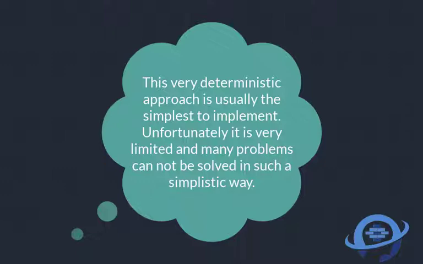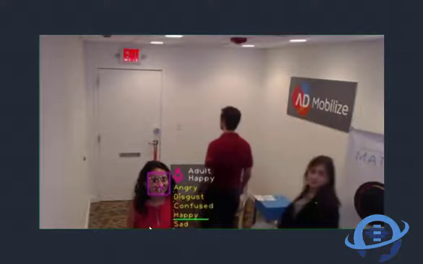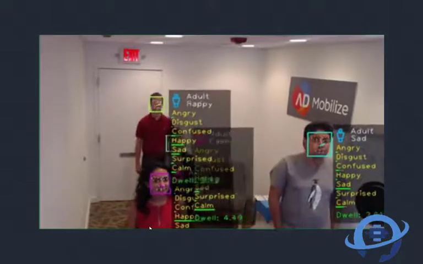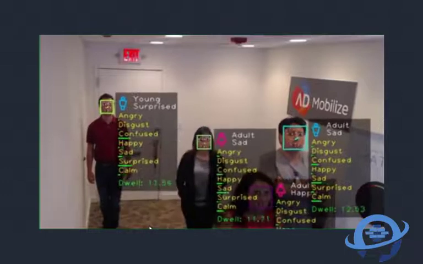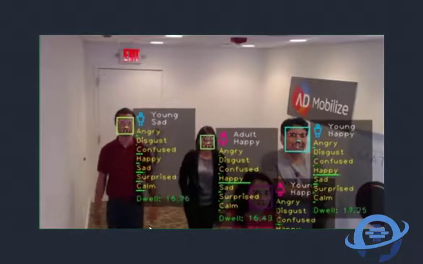This very deterministic approach is usually the simplest to implement. Unfortunately, it is very limited and many problems cannot be solved in such a simplistic way. For example, it is almost impossible to write a traditional algorithm, as one could have done to play tic-tac-toe, with complex patterns such as faces. This is where machine learning algorithms come into play.